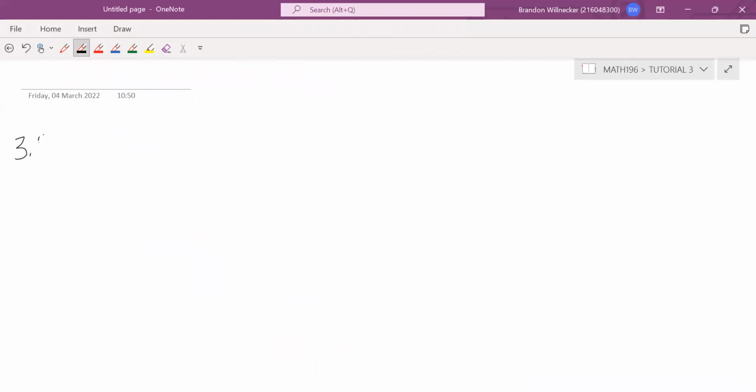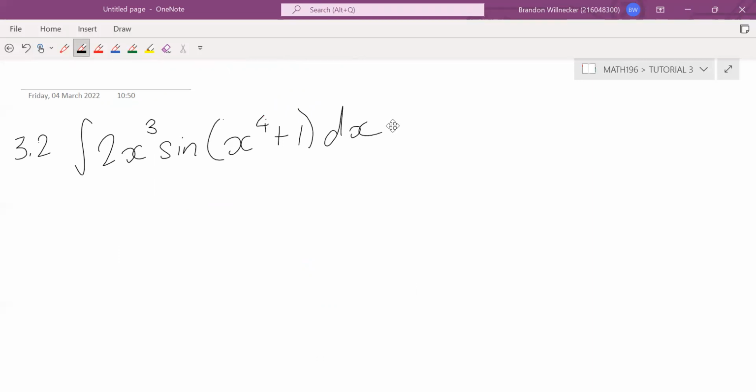It's 3.2. So we have the integral of 2x cubed sine of x to the 4 plus 1 dx. Again, this inside part here gives us a big hint as to what u should be. So we have the sine of some complicated expression. Let's make that complicated expression u. So u is equal to x to the 4 plus 1. Now we need to find du. So du will be 4x cubed dx.